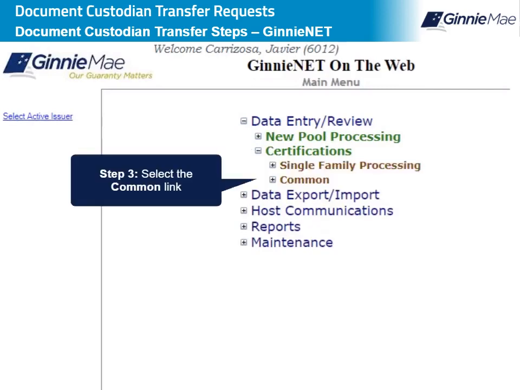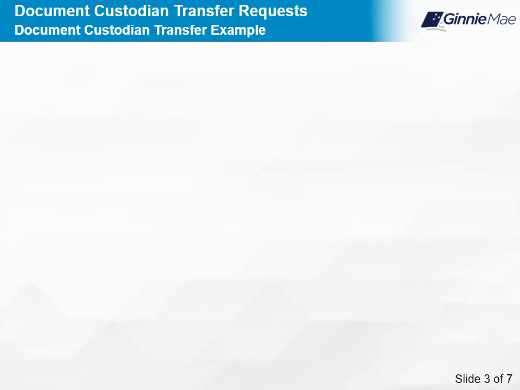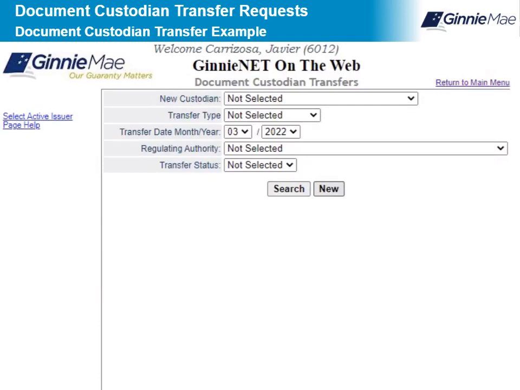Step 3. Select the Common link. Step 4. Select the Document Custodian Transfers link to display the Document Custodian Transfers screen. Select Next to continue. Next, let's walk through an example to make a document custodian transfer.